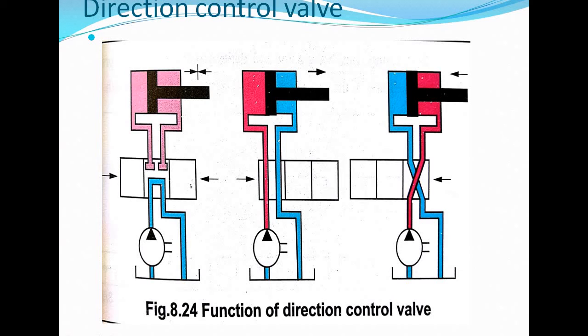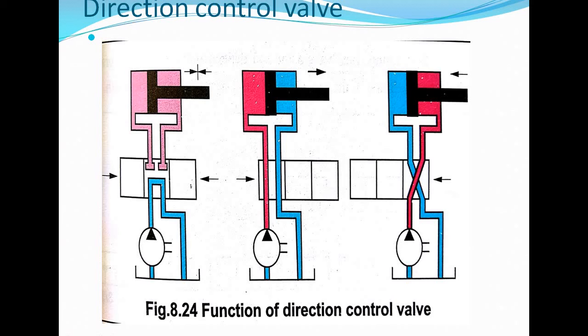In the second case the valve is actuated to the first position. Here this port is connected to this port, and this port is connected to another port. So the oil will be lifted and pass through this piping to the left hand side of the piston. The piston will start moving in the backward direction, and whatever oil is accumulated here will come to the reservoir.